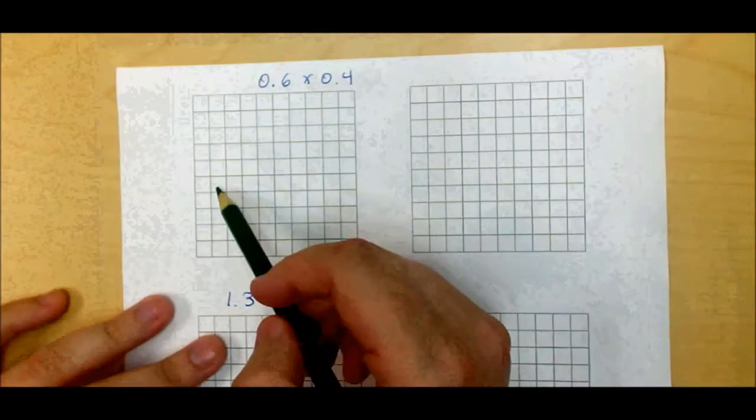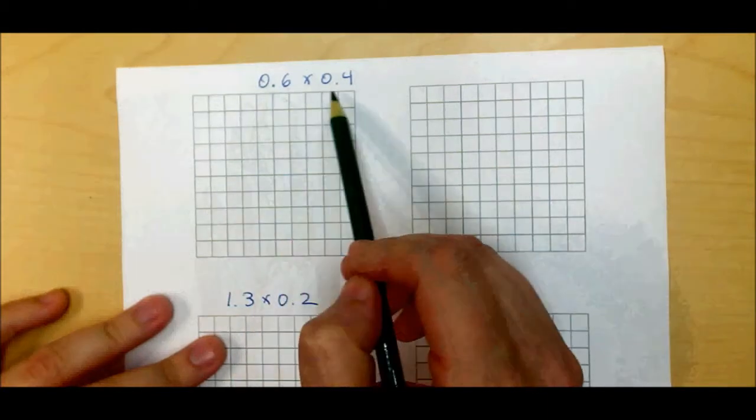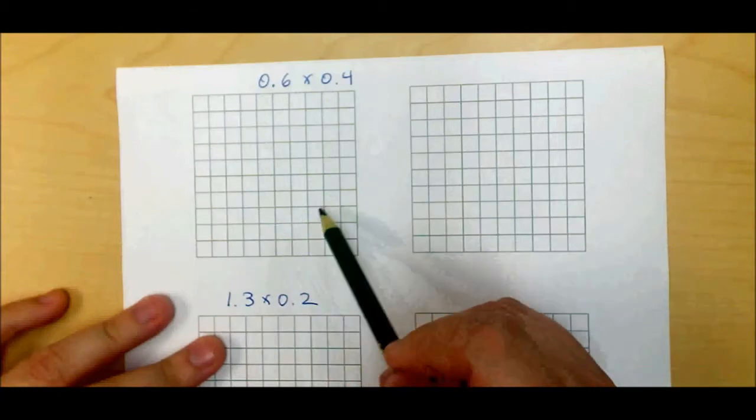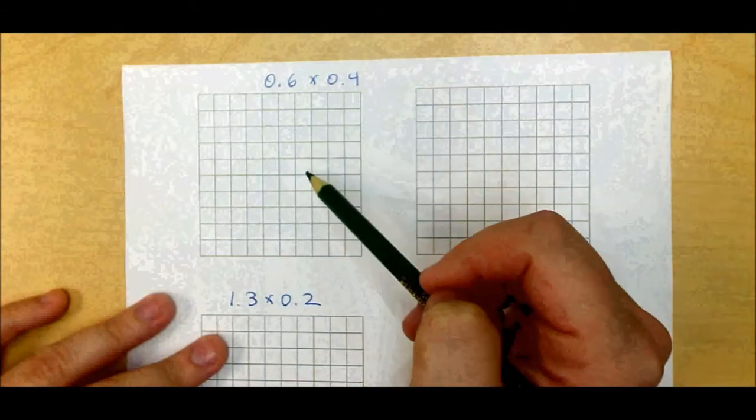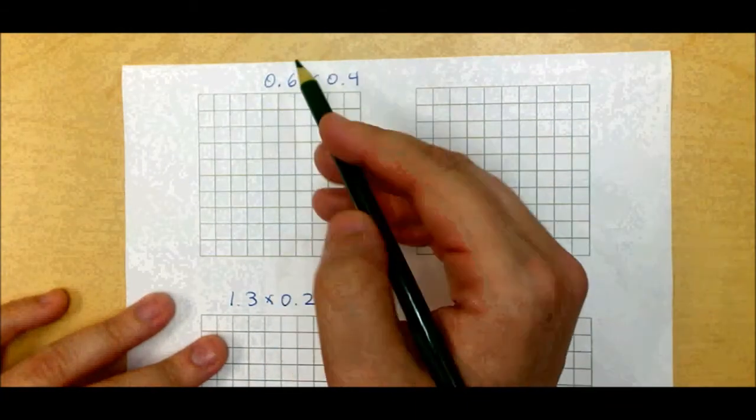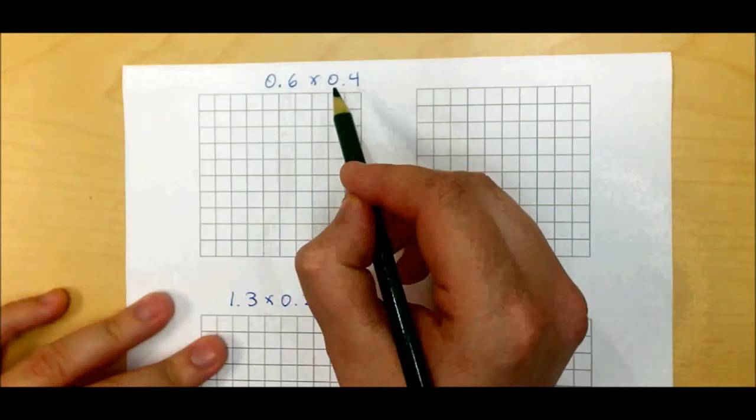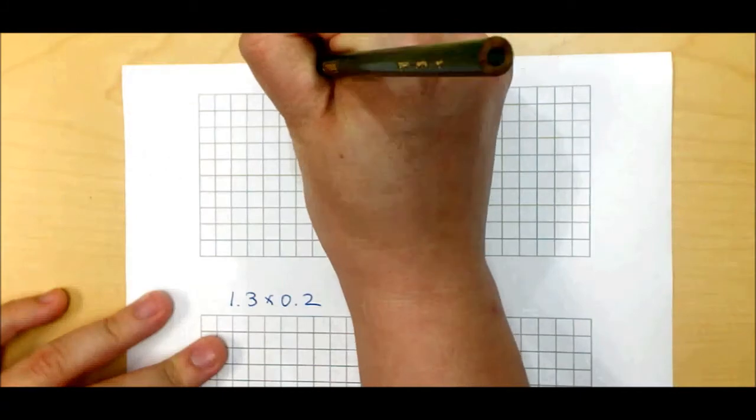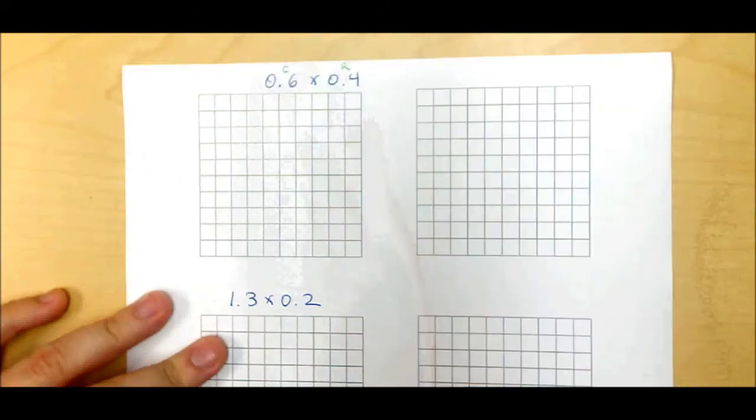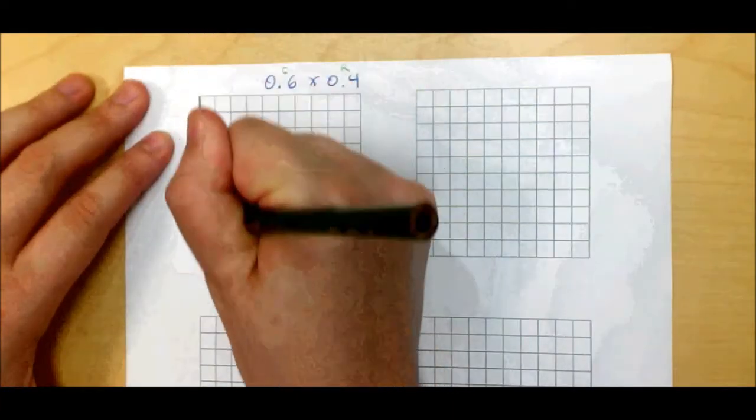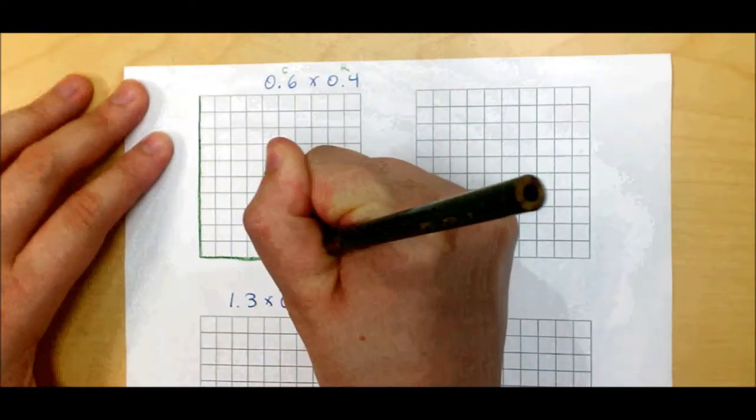I'm going to talk about multiplying decimals and showing it graphically on a grid. We're going to multiply 0.6 times 0.4. The first thing you do is choose one of them to be drawn in columns, and the other will be drawn in rows. You need to make sure that you're drawing these two in different directions and then finding the overlap.